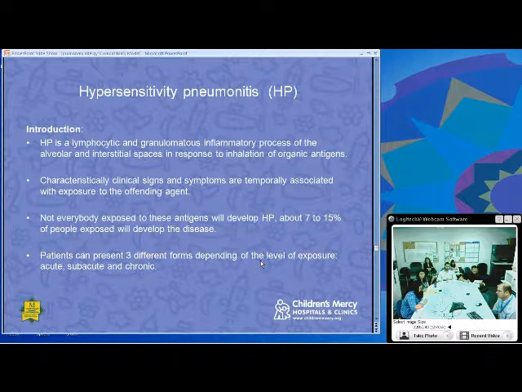The signs and symptoms start after the patient has had some significant exposure to an agent that is known to produce hypersensitivity pneumonitis. But the same as with ABPA and Aspergillus, not everybody that is exposed to a known agent is going to develop this disease. They have looked at people that have been exposed, and just 7 to 15% of people exposed to a known agent actually develop it. Depending on the level of exposure, the amount of the antigens, and the patient's susceptibility, they can present as an acute, subacute, or chronic form.